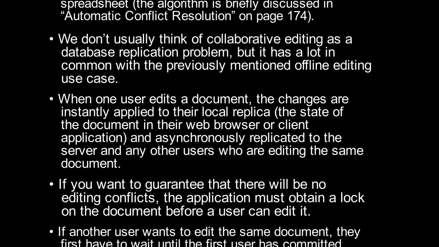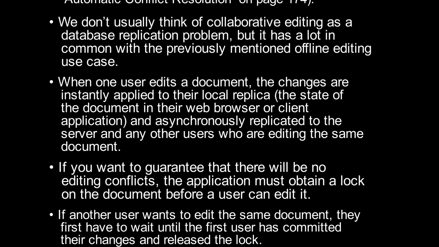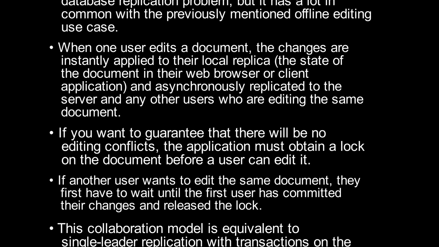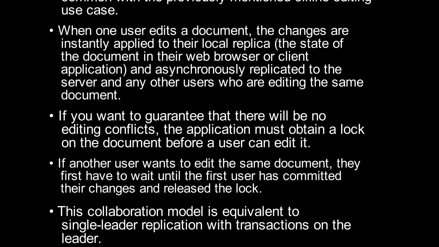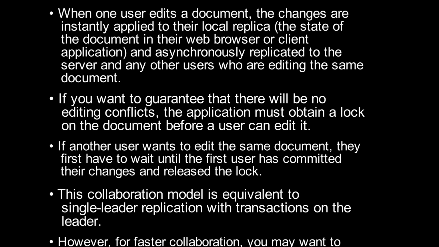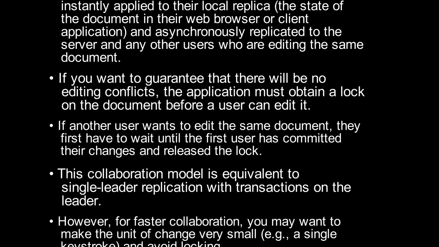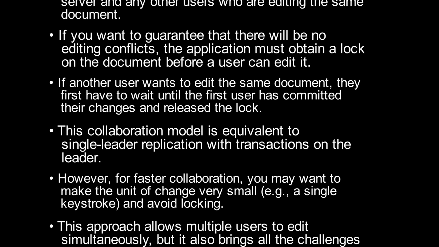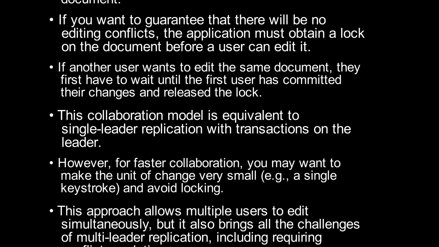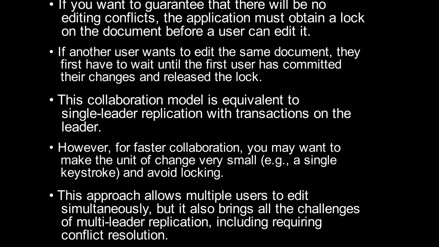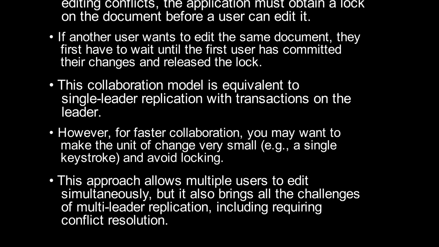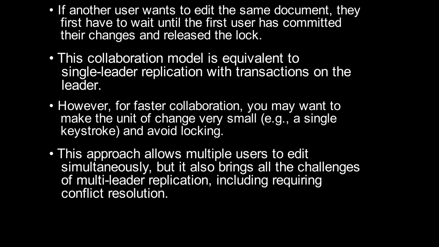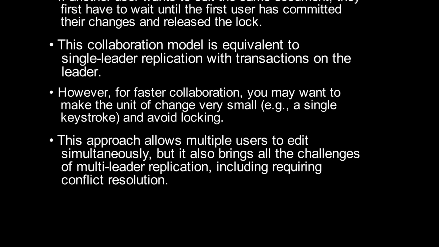If you want to guarantee that there will be no editing conflicts, the application must obtain a lock on the document before a user can edit it. If another user wants to edit the same document, they first have to wait until the first user has committed their changes and released the lock. This collaboration model is equivalent to single-leader replication with transactions on the leader. However, for faster collaboration, you may want to make the unit of change very small, for example a single keystroke, and avoid locking. This approach allows multiple users to edit simultaneously, but it also brings all the challenges of multi-leader replication, including requiring conflict resolution.